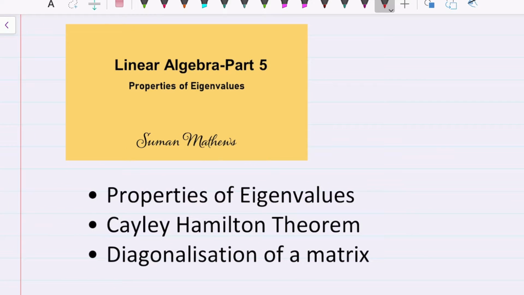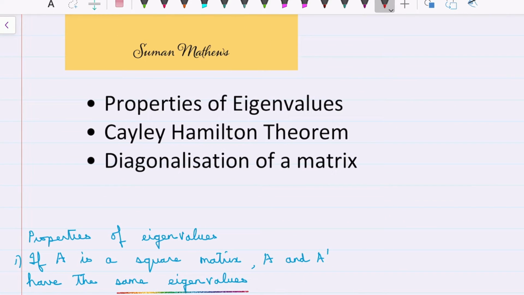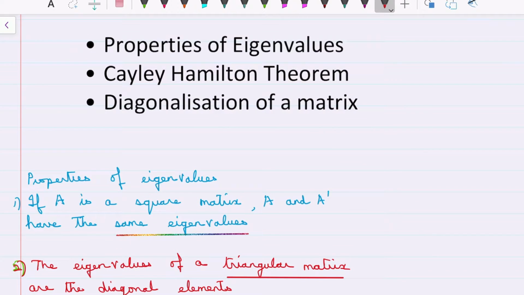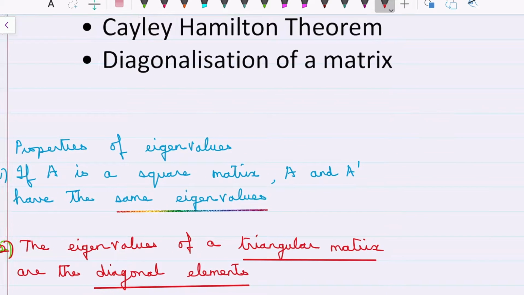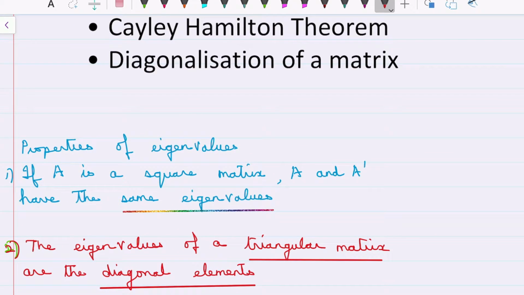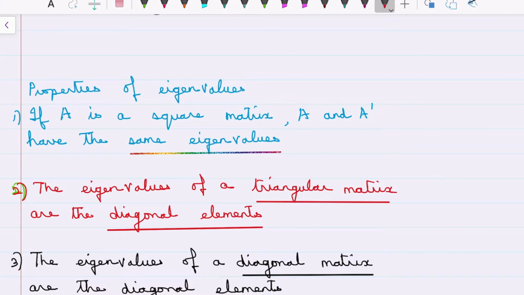We start with a few properties of eigenvalues. If A is a square matrix, A and A transpose have the same eigenvalues. A dash, as you know, stands for transpose of A. The eigenvalues of a triangular matrix are the diagonal elements. The eigenvalues of a diagonal matrix are also the diagonal elements.